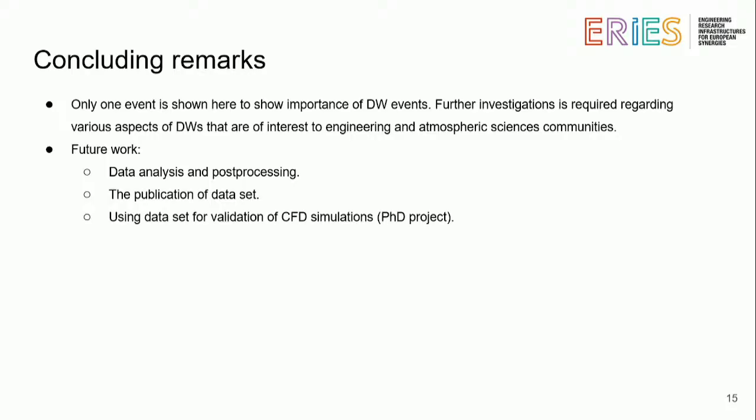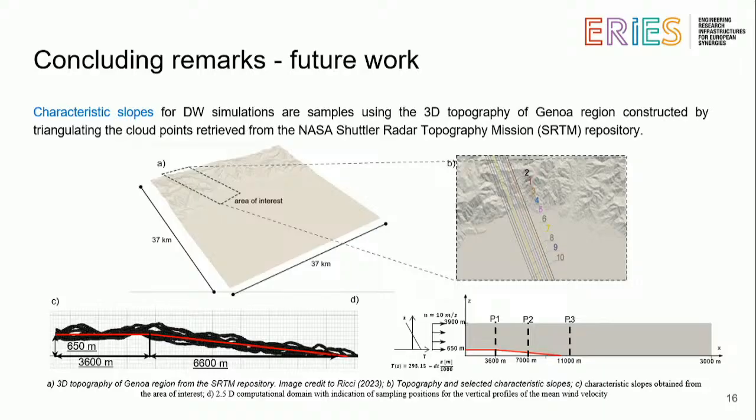And the future work is obviously post-processing, data analysis and then publishing of the data set, and using this data for validation of my CFD simulations, where I'll show you now quickly a bit of the work I'm doing. So I said I'm working on simplified geometry. How did I get this simplified geometry? I had this 3D topography of Genoa municipality. Here is Turkino Valley, my area of interest. I sliced it. I have 10 slices. These black dots are those 10 slices profile view, and the red line is this characteristic slope I'm currently working on. So this red line is mountain.